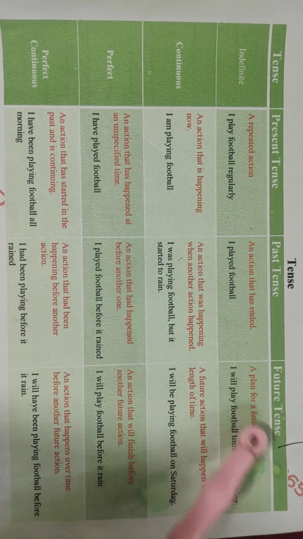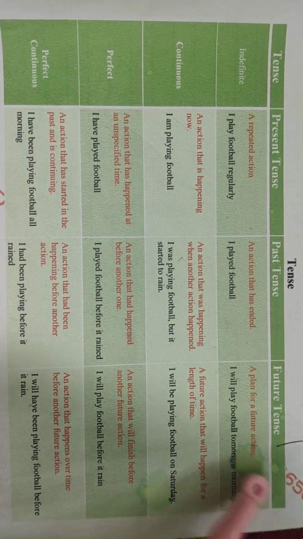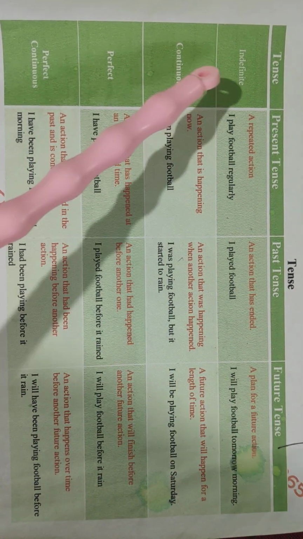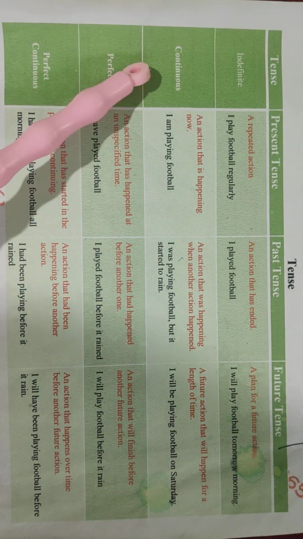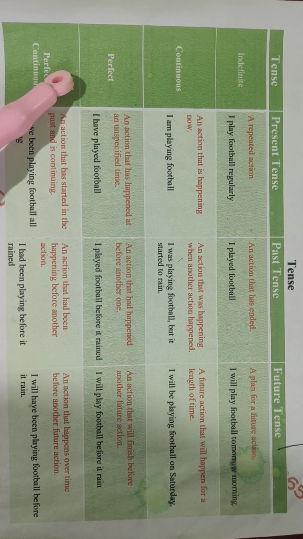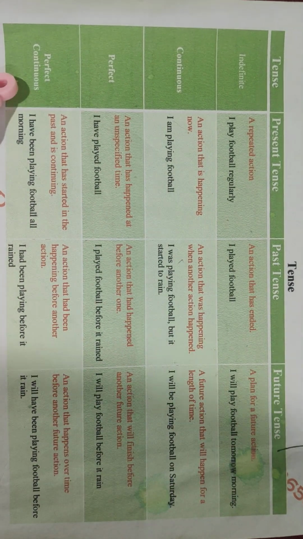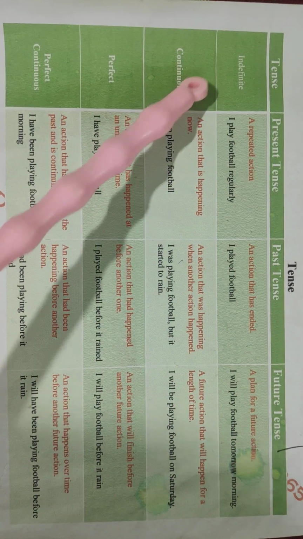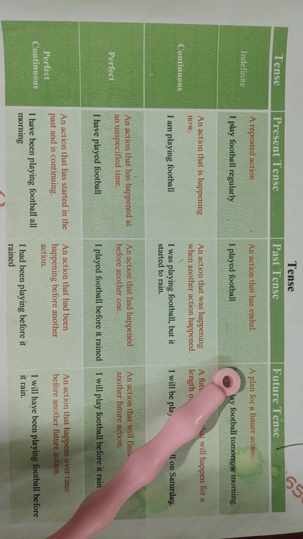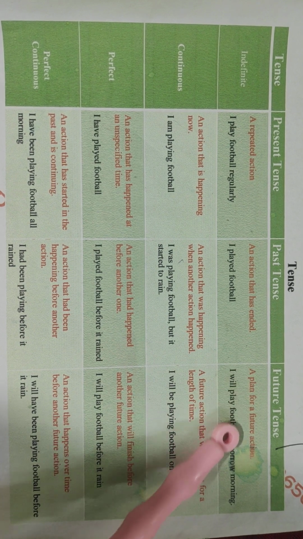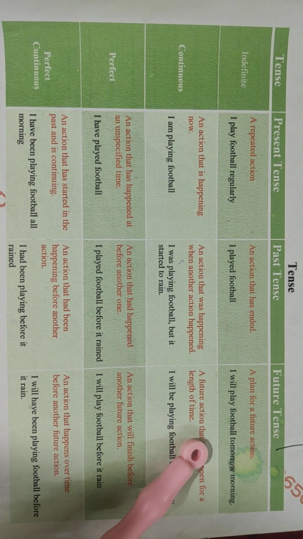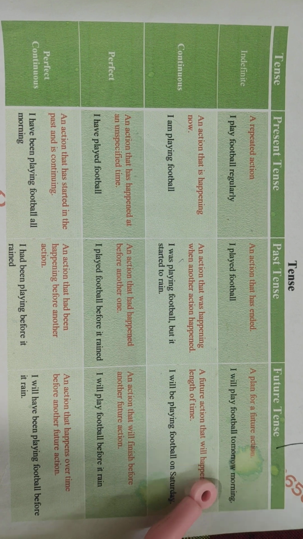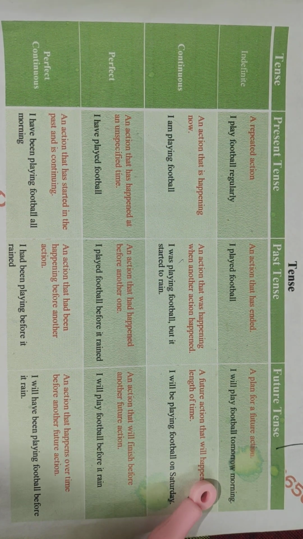Similarly, we see future tense, which is again divided into four subsidiary parts, that is future indefinite, future continuous, future perfect, and future perfect continuous. So future indefinite, what does it say? A plan for a future action. Example, I will play football tomorrow morning. So he has a certain plan for the future.